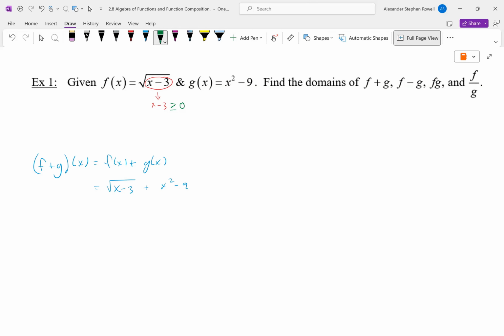What is the domain of a square root function? Take the inside, you set it greater than or equal to 0. Because you can take the square root of a positive, not a negative. Okay, we add 3 to both sides. X is greater than or equal to 3. And so what is that in interval notation?